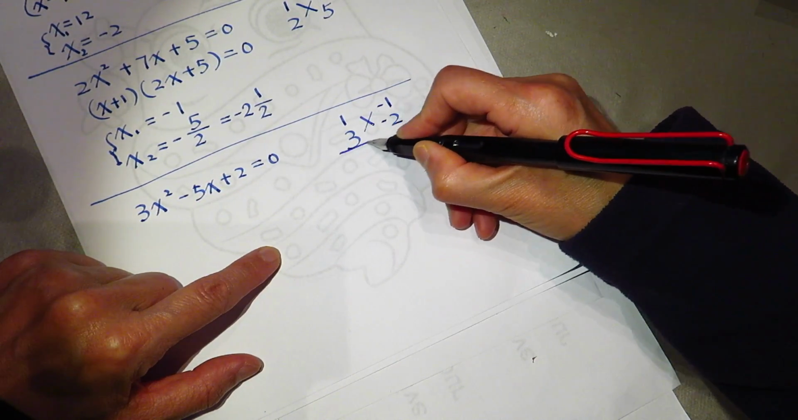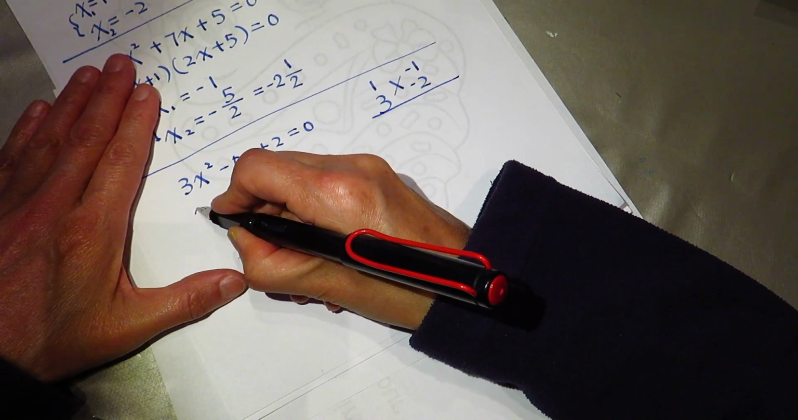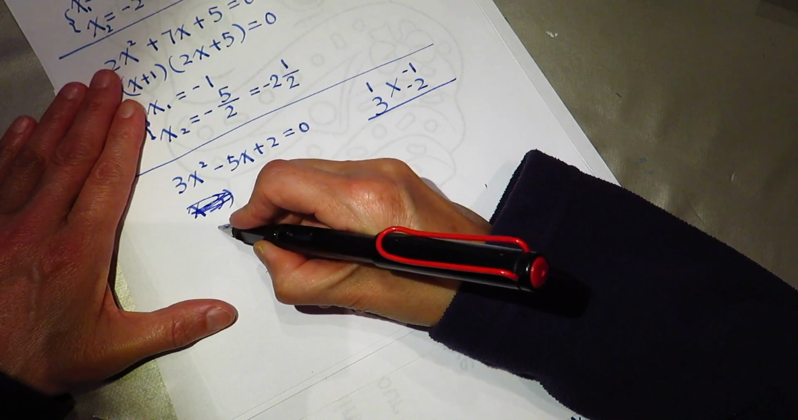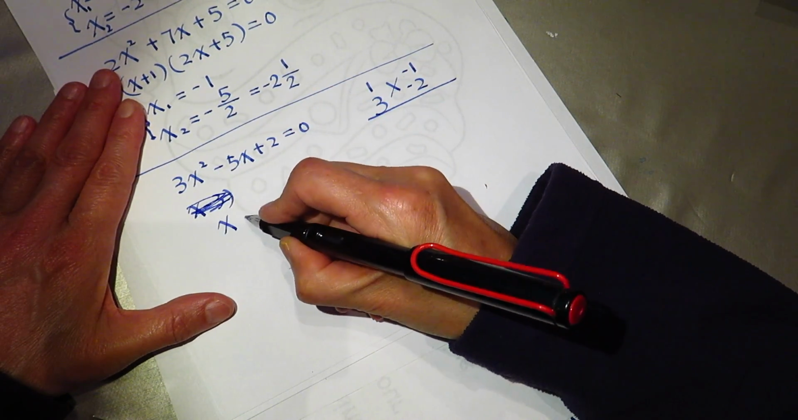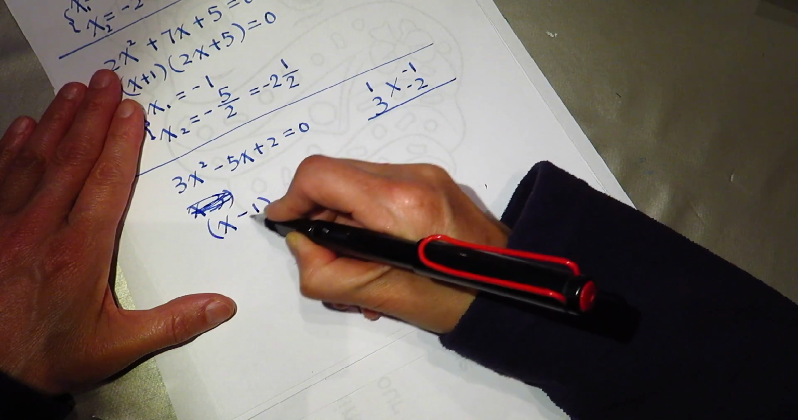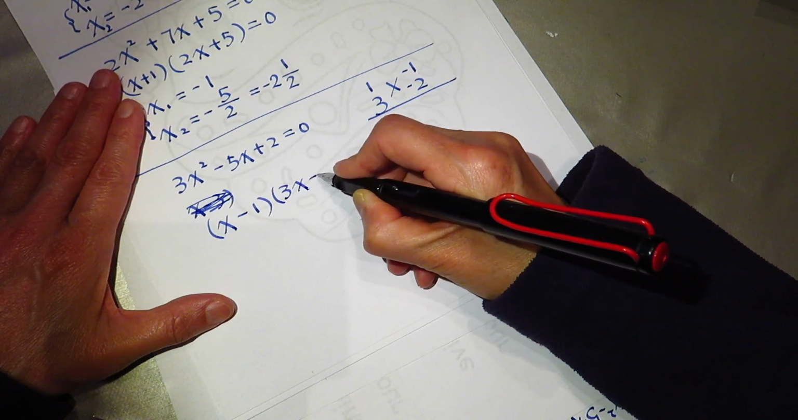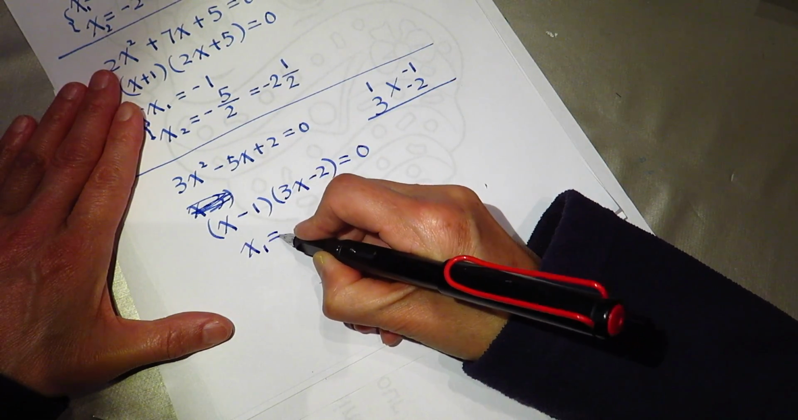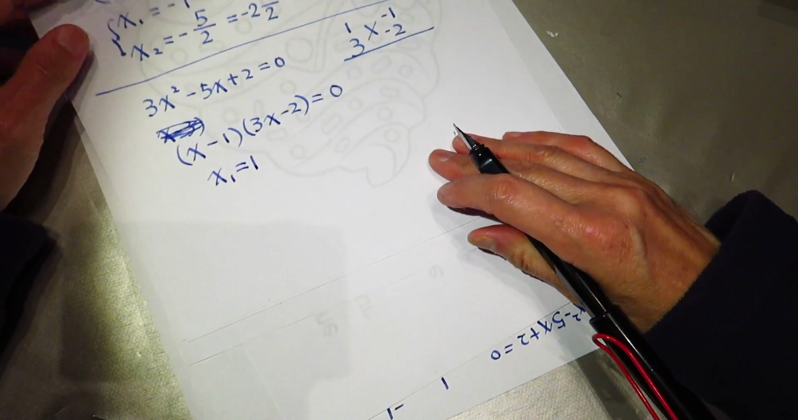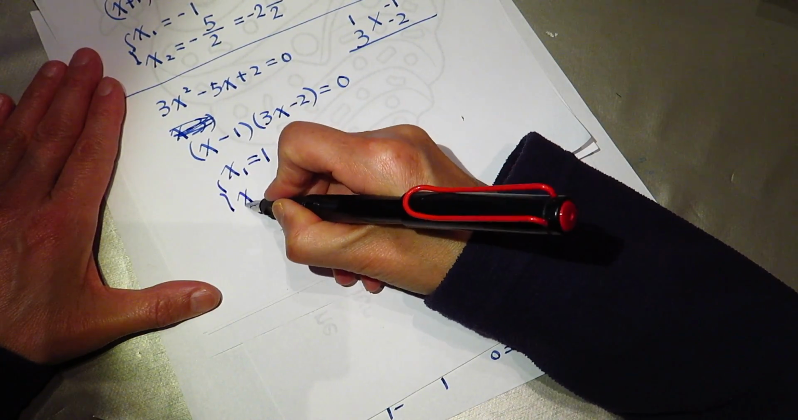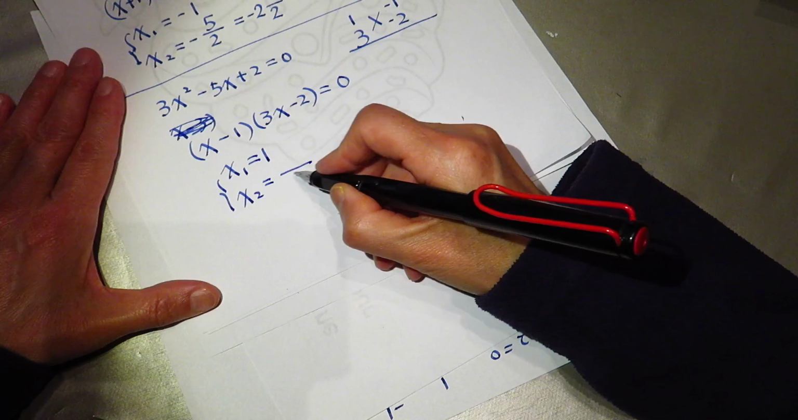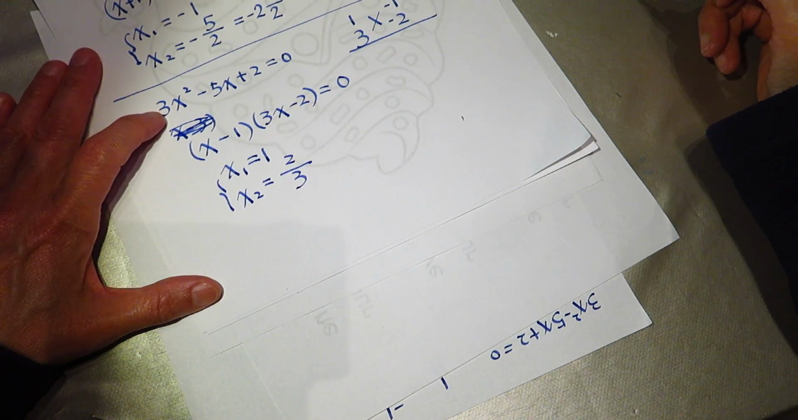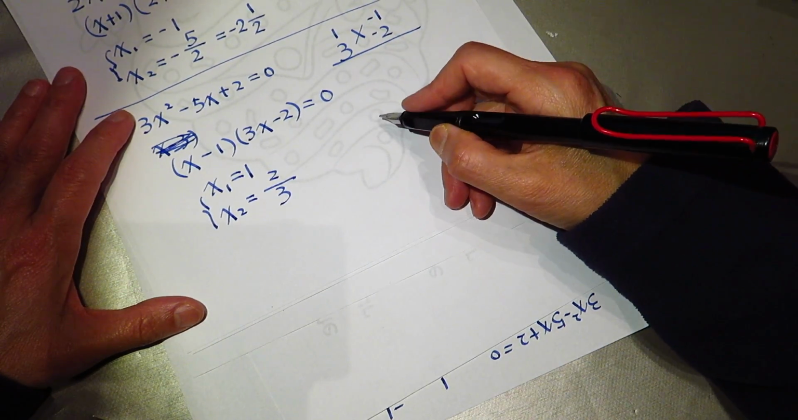Makes sense? So x minus 1, no, sorry. Even as I'm speaking, I write the wrong number. x minus 1 times 3x minus 2 equal to 0. x1 equal to 1. And x2 equal to 2 over 3.